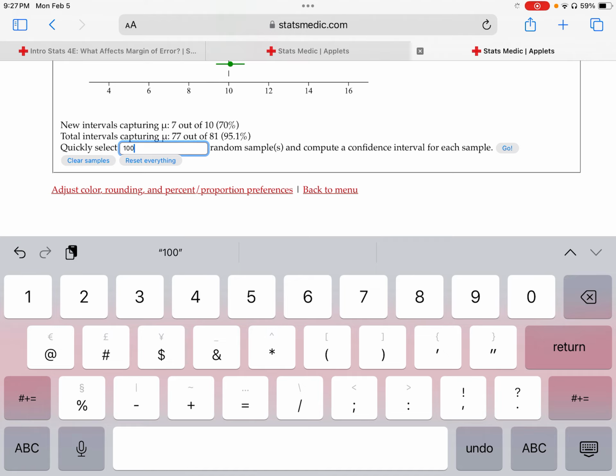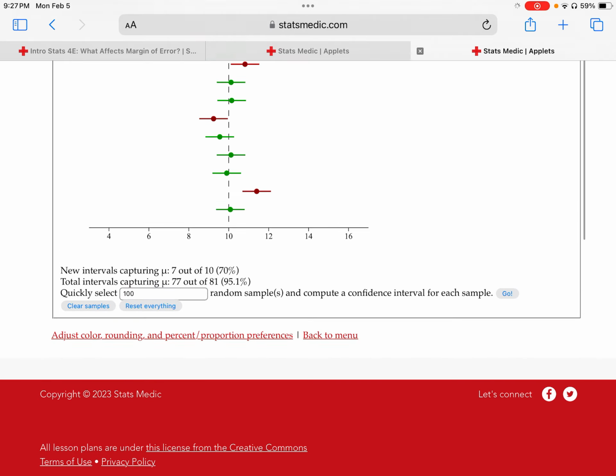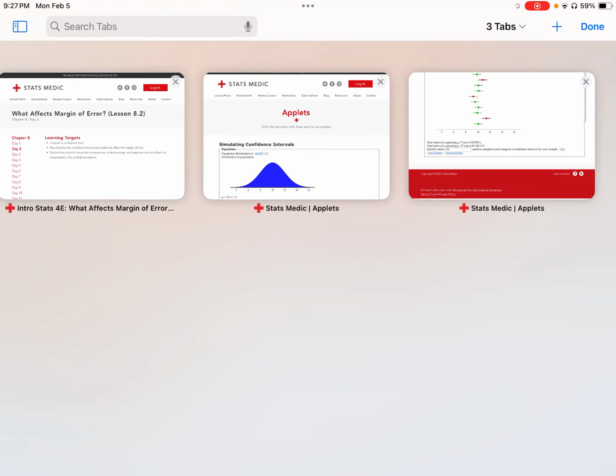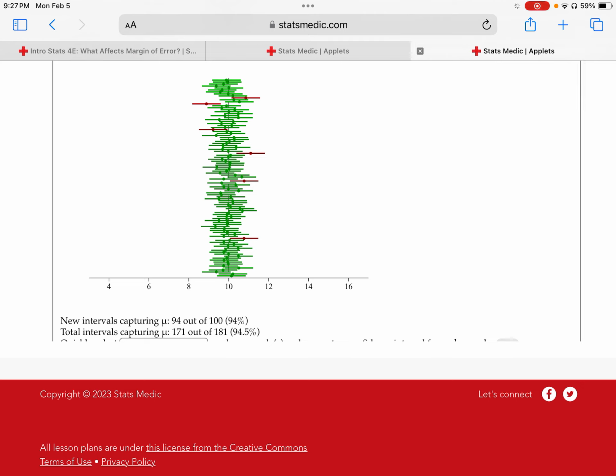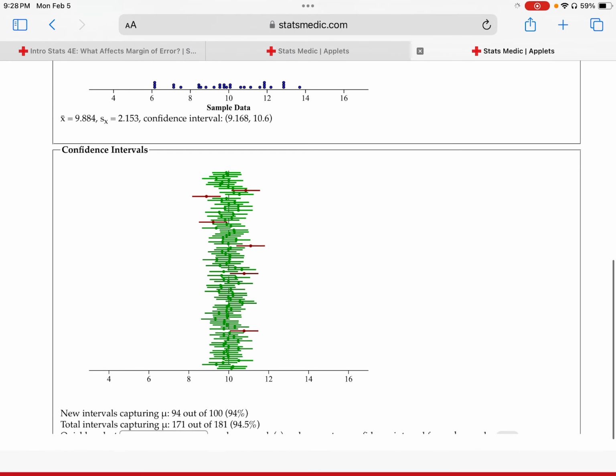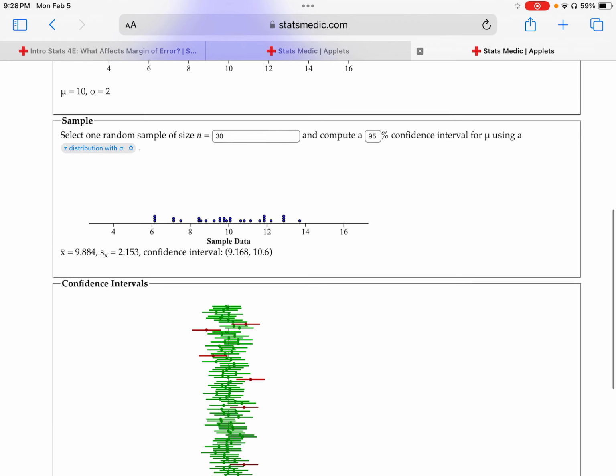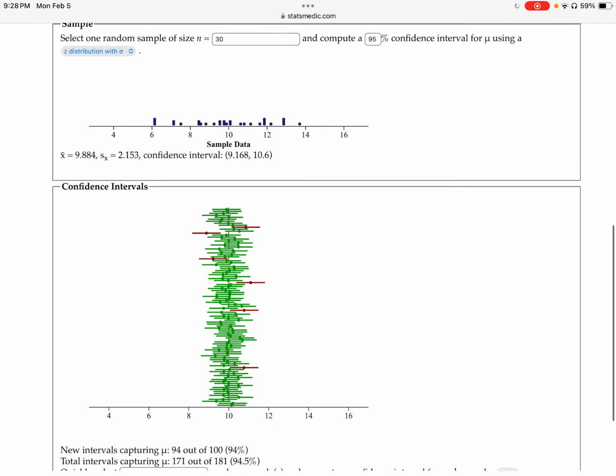But if you get bored, you can just say, let's speed this up a little bit. I want to do 100 random samples. Now it's going to get kind of crowded here, but when I hit go, boop, there's 100 of them. And you can pretty quickly see the red ones. I see 1, 2, 3, 4, 5, 6. So that means 94 of them are green and 6 of them are red. So that's a 94% success rate, which again, I set at 95% up here. So that's not bad for 100 random samples.